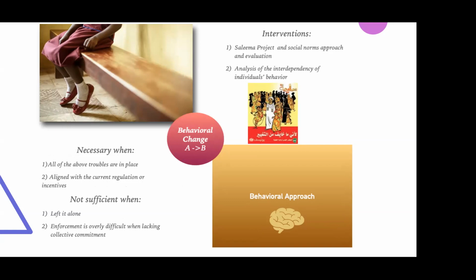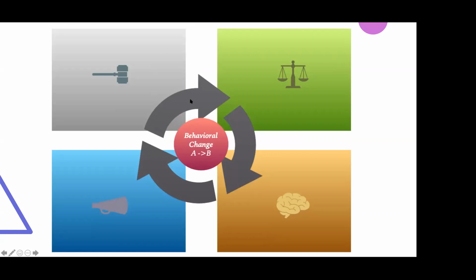And that's why the Salima project that used the social norm approach and evaluation was important, because they used the behavioral approach along with the approach of the policy making of the UNICEF guys, and they were able to analyze the interdependency among people's behavior and their ability to follow the social and also the ordinal rules. So I hope that this was also interesting for you, to look at how, when we think about policy making, we need to figure out a way to gather all these four approaches together. Otherwise, we're going to have very inefficient consequences.